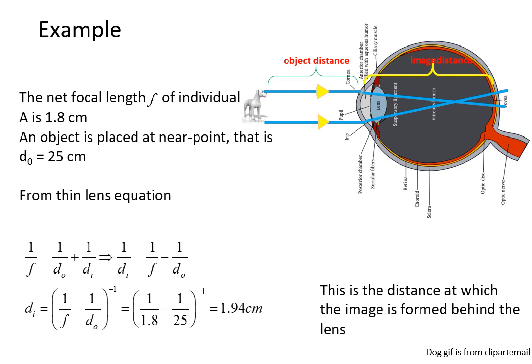So let's make another example with the eye. Suppose that the net focal length f of an individual A is 1.8, which means that this distance f is 1.8 cm, the size of the eye bulb. An object is placed at a near point, that is, DO is 25 centimeters.